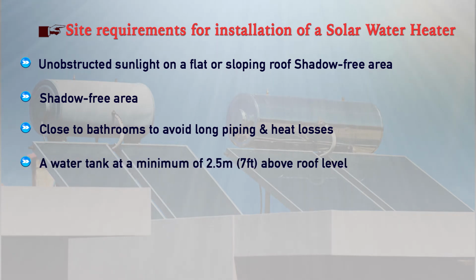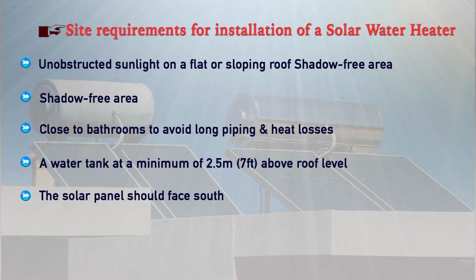Next requirement is a water tank at a minimum of 2.5 meter, or you can say 7 feet, above roof level. Solar panel should also be faced towards the south. So these all are the site requirements when you are going to install the solar water heater.